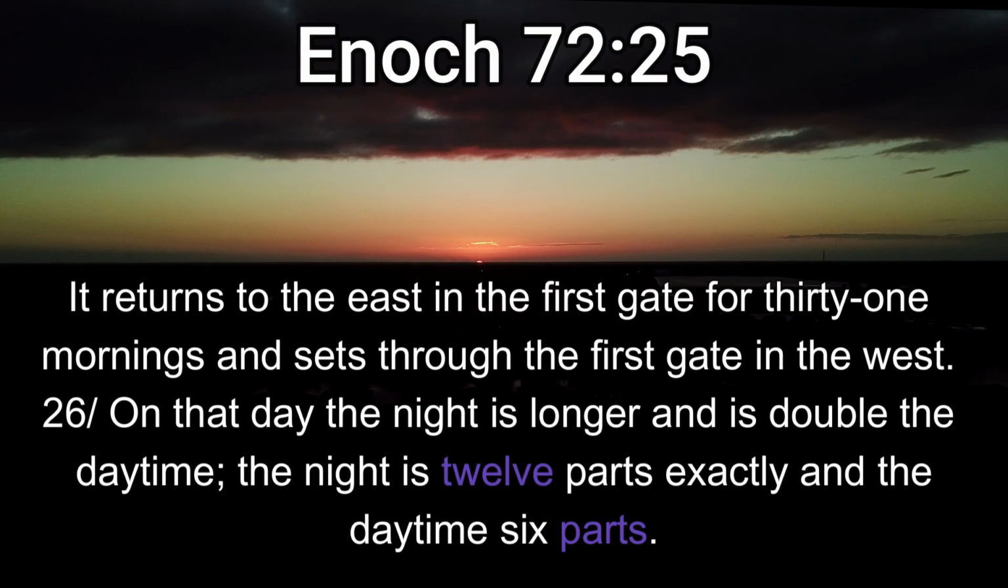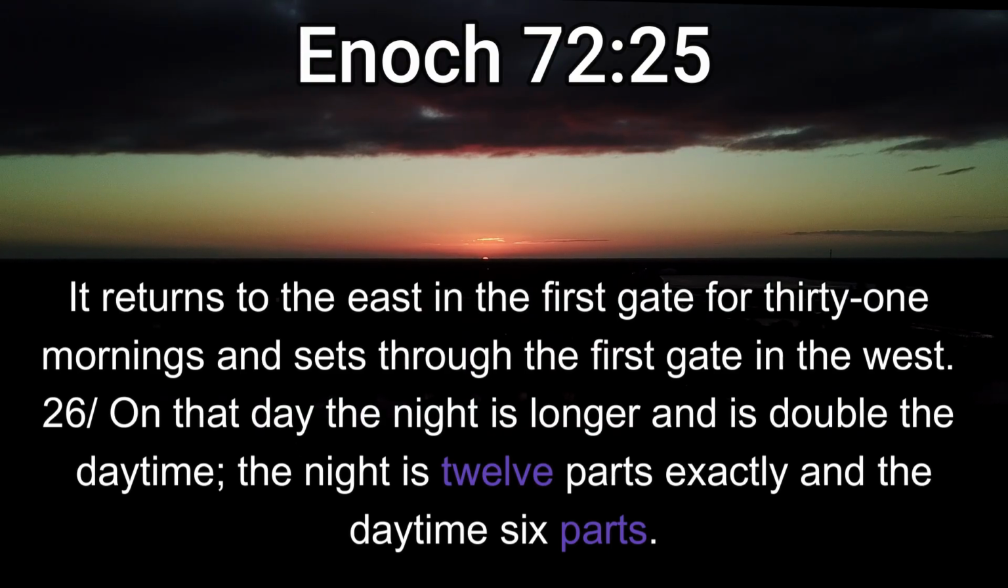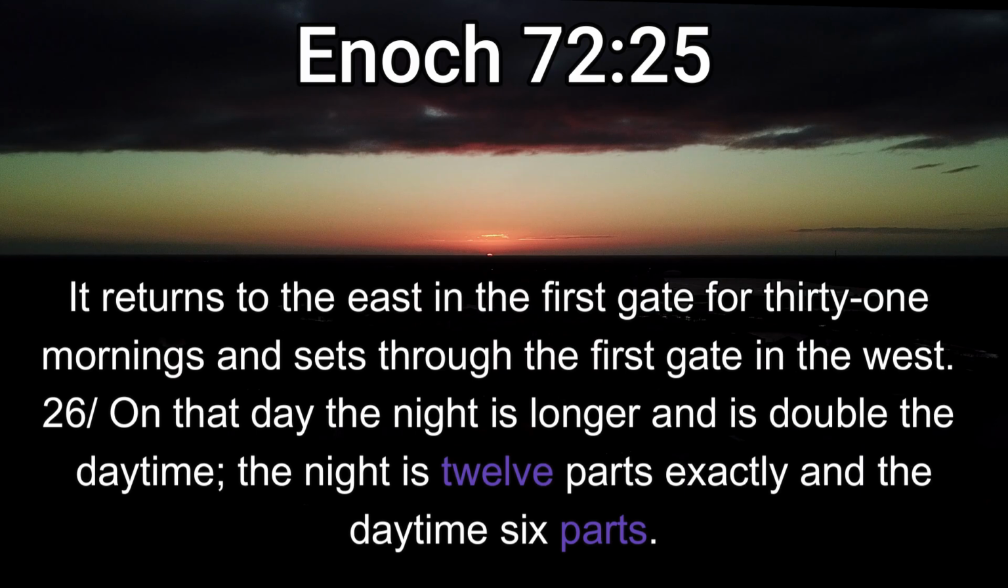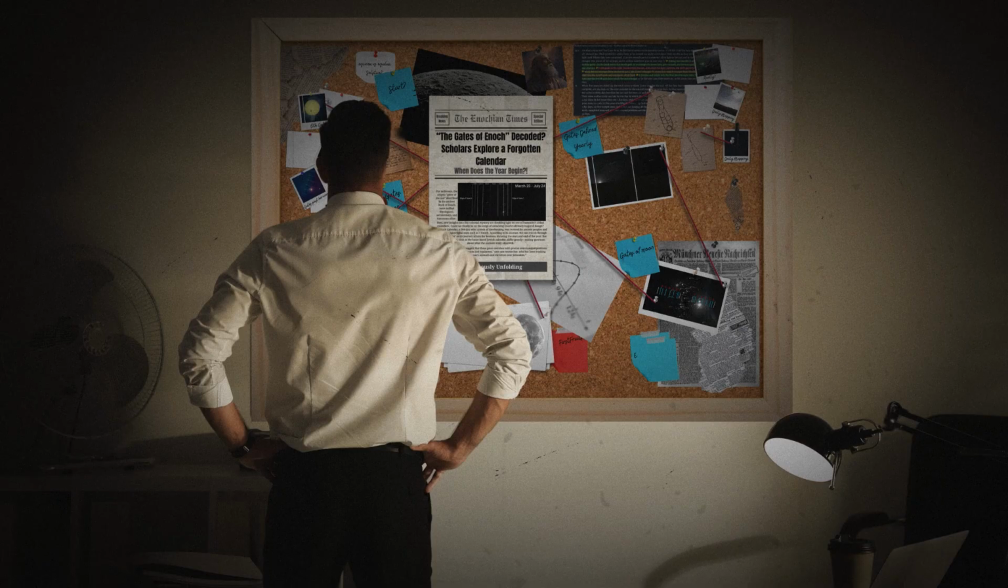Enoch 72:25. It returns to the east in the first gate for 31 mornings, and sets through the first gate in the west. On that day, the night is longer and is double the daytime. The night is 12 parts exactly, and the daytime is 6 parts. So I tried to find a location in Israel where this 2:1 and 1:2 ratio actually happens. I spent hours searching. Nothing.